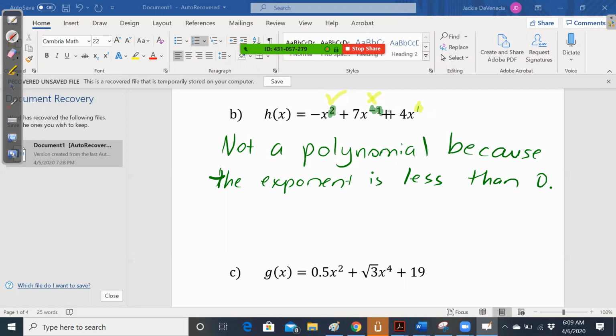Now, it doesn't matter if this -1 was in the front with the leading coefficient or if it was at the end or at the middle. Because that -1 is there, the whole thing is not going to be a polynomial. All right? Okay, let's move on to a different example.